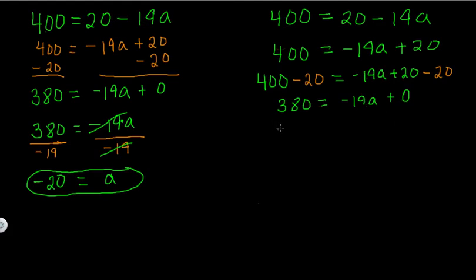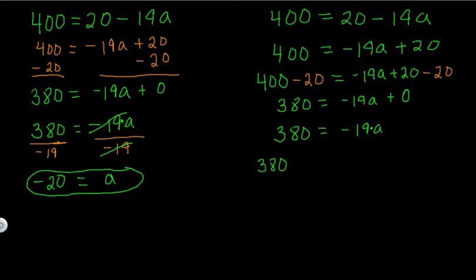So this is 380 is equal to negative 19a. And then again, noticing that we have a negative 19a, that means negative 19 times a. So that's multiplication. And the complement of multiplication is division. So we can divide both sides by negative 19.